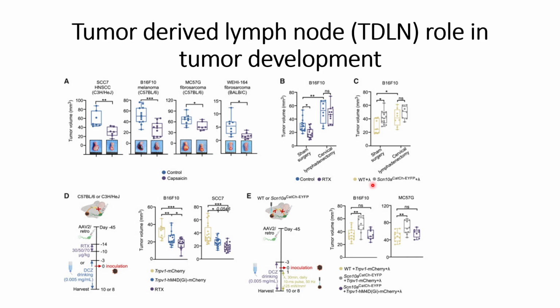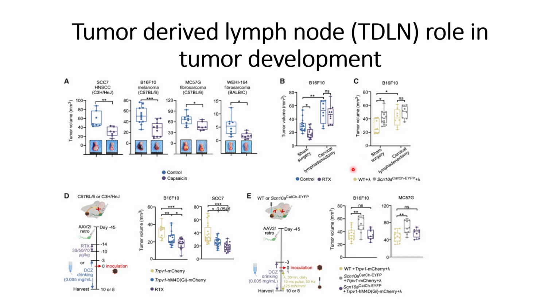where they transduce the Scn10a CatCh-EYFP into the tissue, which allows optogenetic based activation of the CatCh, and this optogenetic based activation of the CatCh will promote the tumor volume. This is the same thing that they have seen in the B16F10 transduced mice model. There is an increase in the tumor volume when there is optogenetics based activation of this CatCh.